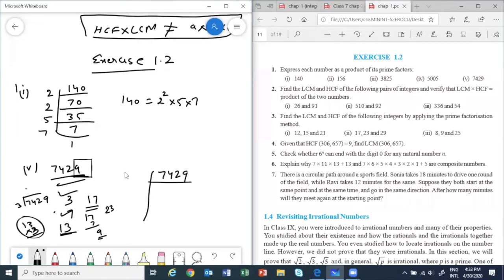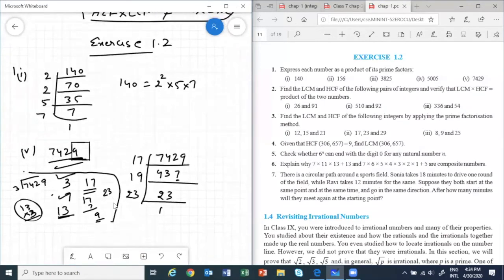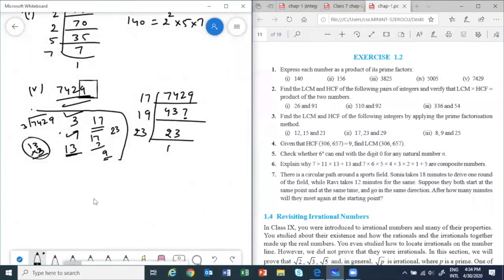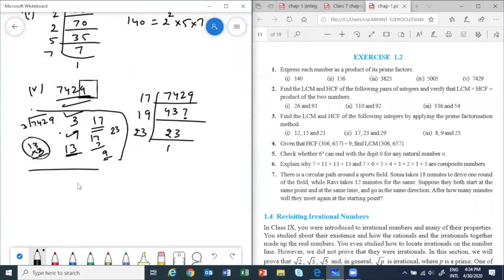So what will happen if we take 17 here, we will get 437. Then since there is a 7 here, we will try 9 or 19. So 19 will give us 23, and then 23 is again a prime number. See, such a vague number it was. Although you may think prime factorization is very easy, if you get a very different number, it can become difficult. So 7429 you can write as 17 into 19 into 23. Clear?